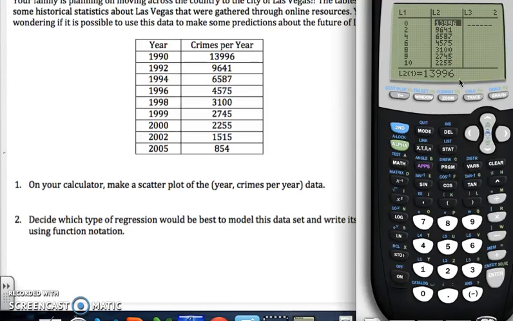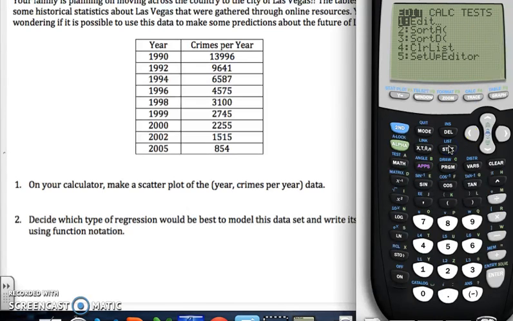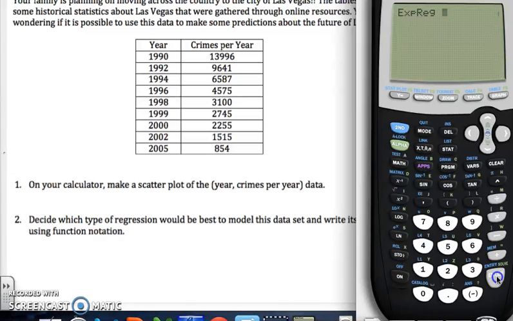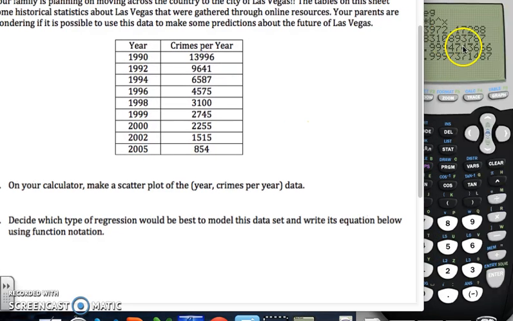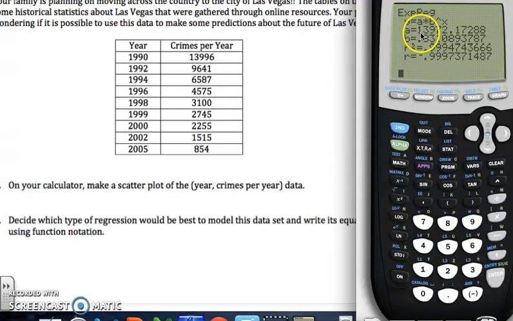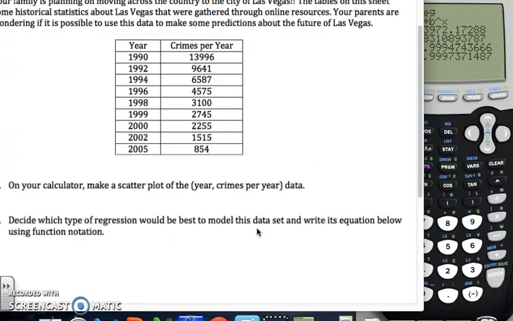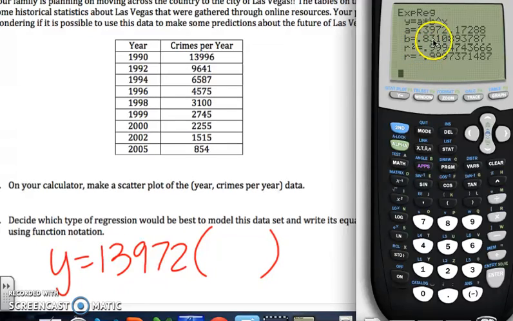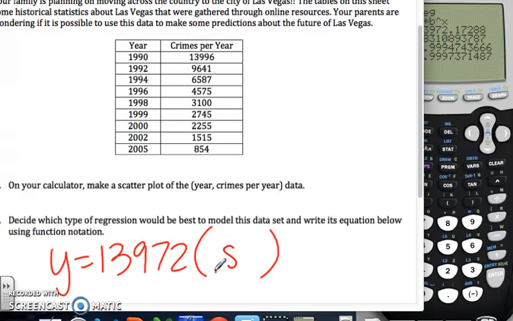All right, so you should have typed all of the crimes into L2. Again, you're going to press the Stat button, go over to Calculate, and scroll all the way down to 0, or just press 0 for exponential regression, and you should have gotten this for your answer. If you did not, please let me know and I can come help you. But your equation is going to be y equals 13,972 times 0.83 raised to the x.